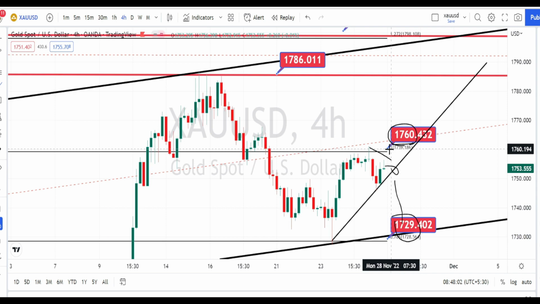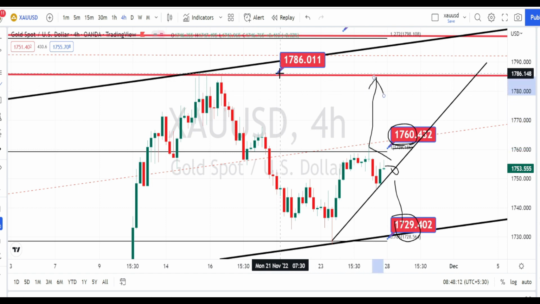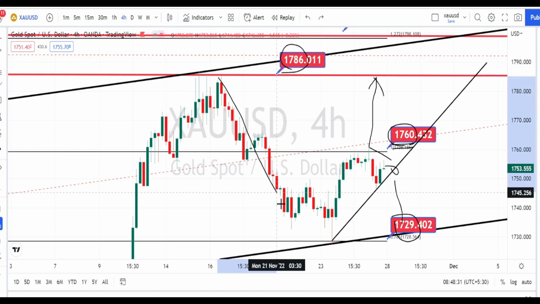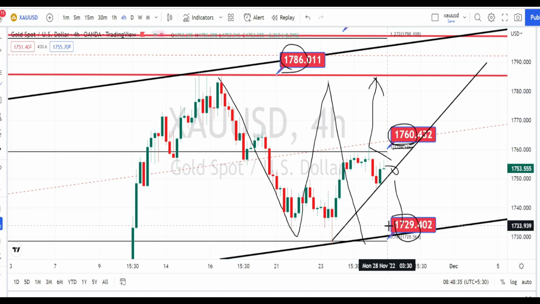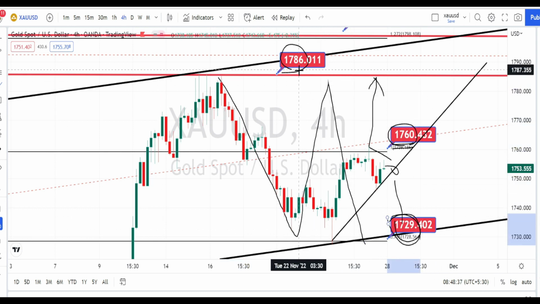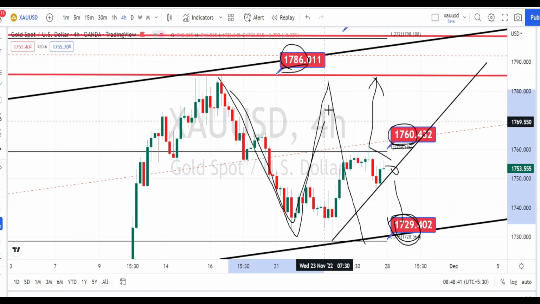And if the price action breaks this resistance level of 1760, we can expect a further continuation of the bullish side retracement, and the next level of resistance from the higher time frame is going to be around 1786. But still, you can notice that the current price action is consolidating within this support level of 1729 and resistance level of 1786 on a sideways momentum.